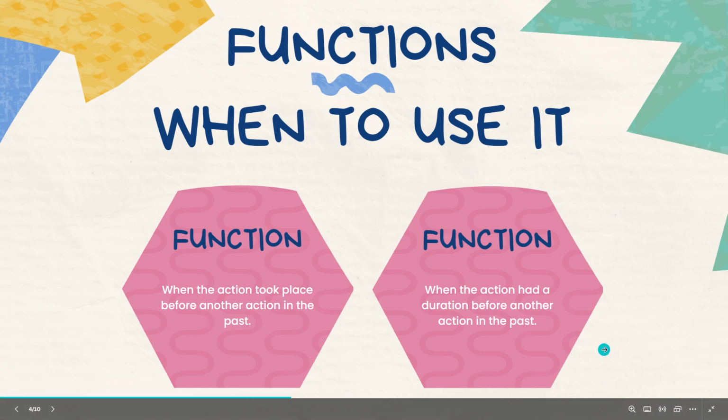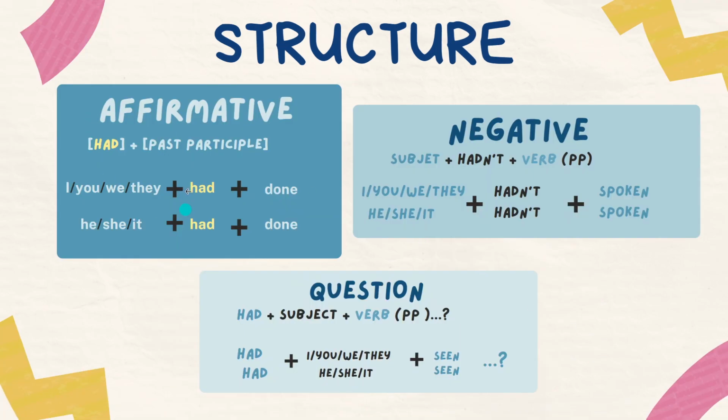So let's see the structure first of all. In the affirmative way, we are going to have had plus past participle. Obviously, before had, we are going to have our subject, which I forgot to put here. We're going to have our subject, and then we're going to use had. Then we're going to have our verb in past participle form. We're going to use had even with the third person singular. We're going to use only had and then the past participle form.